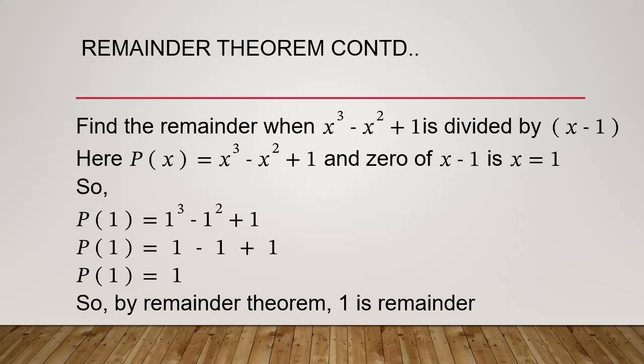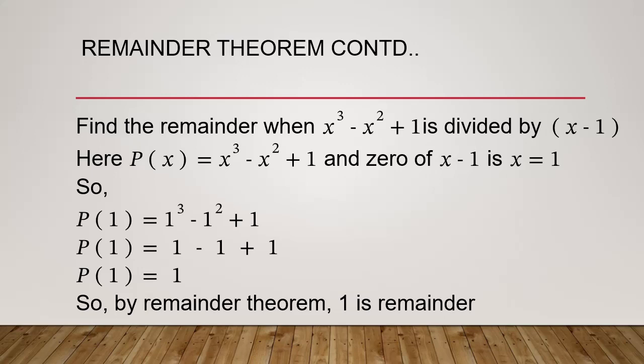Now let us understand the concept of remainder theorem with the help of an example. A simple example is: find the remainder when x cube minus x square plus 1 is divided by x minus 1, which is a linear polynomial. So here, assume that p of x is equal to x cube minus x square plus 1 and the divisor is x minus 1. So the zero of x minus 1 is x equals 1, right?